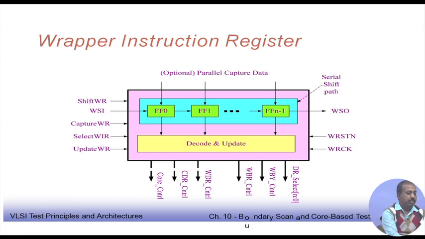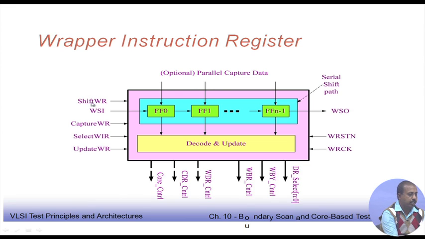Then the wrapper instruction register typically has a structure like this. We have these flip flops. Depending upon your instruction width, we can have a number of flip flops there, consisting of flip flop 0 to flip flop n minus 1. The wrapper serial input comes in here, and goes out as wrapper serial output from the other side. This wrapper instruction register can be loaded in parallel as well. The parallel capture data may be coming from the parallel port, or some other source. This provision is there, but it is optional. Maybe from the parallel port we want to load this instruction register directly with some instruction, so that can be done.